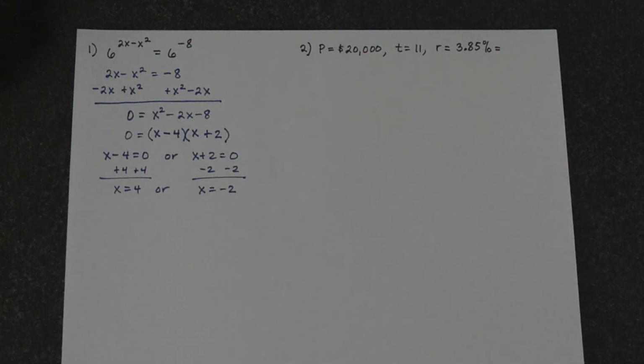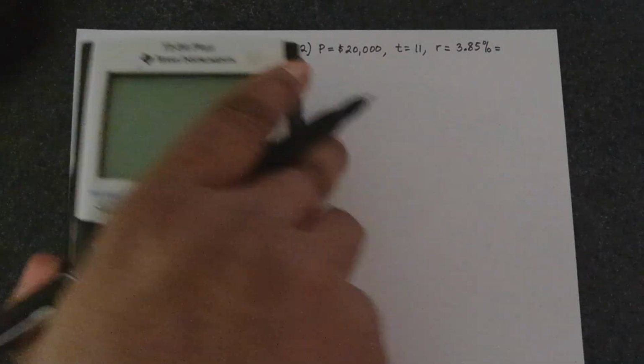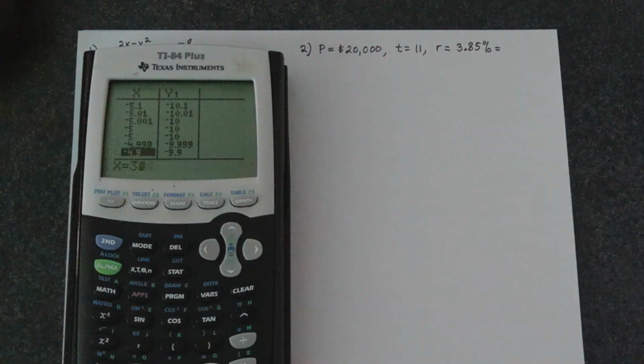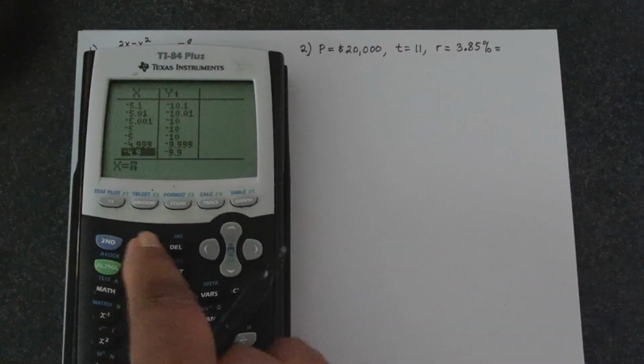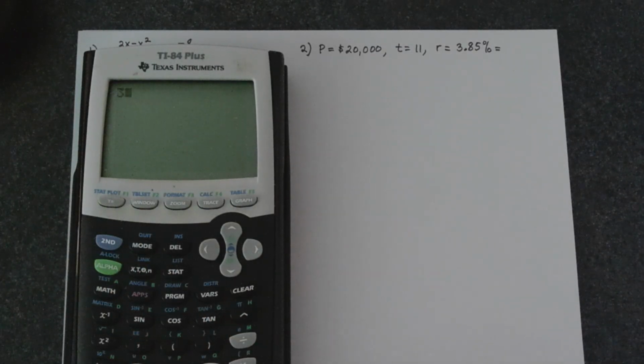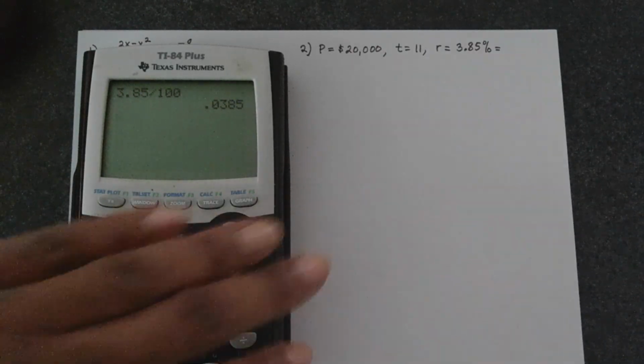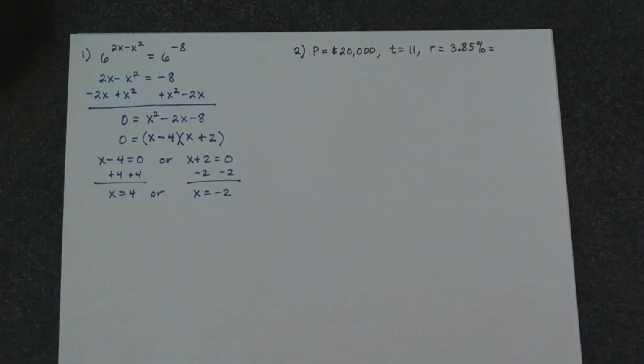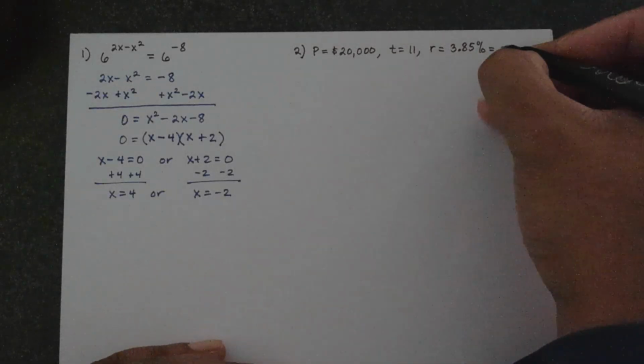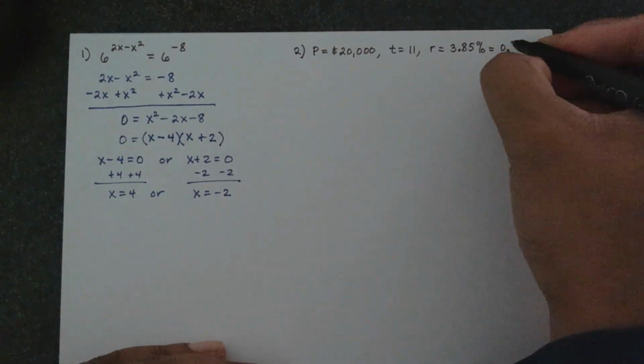Now, 3.85% as a decimal, you have to think of this. Take that 3.85 and divide that by 100, because percent means per 100. It'll be 0.0385. You divided R by 100? Yes. Okay.